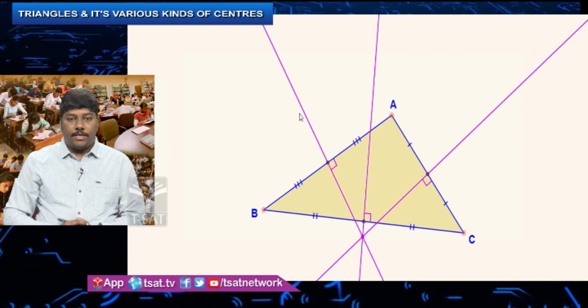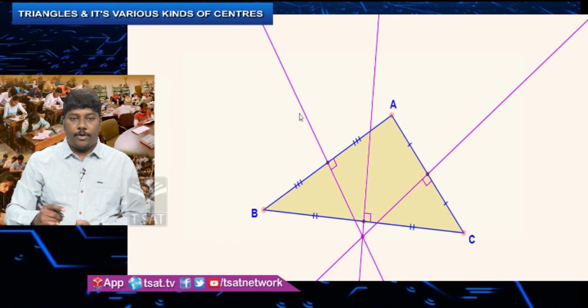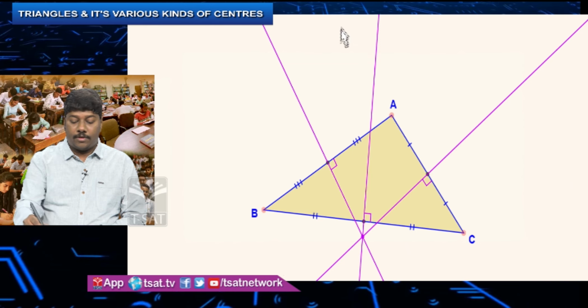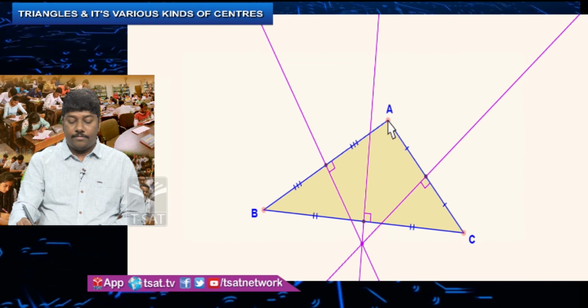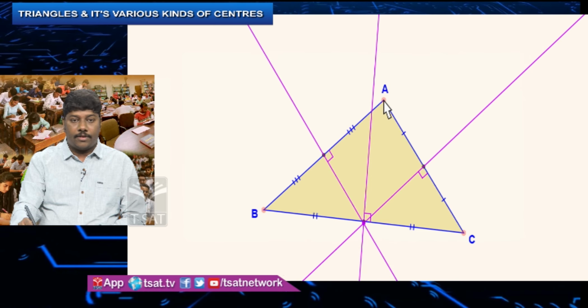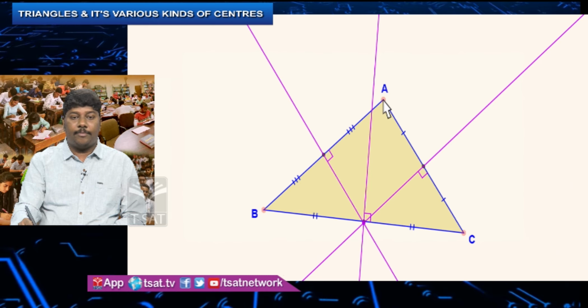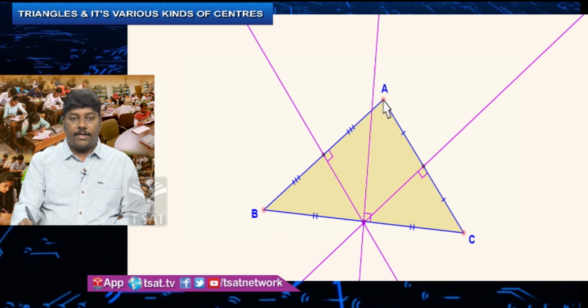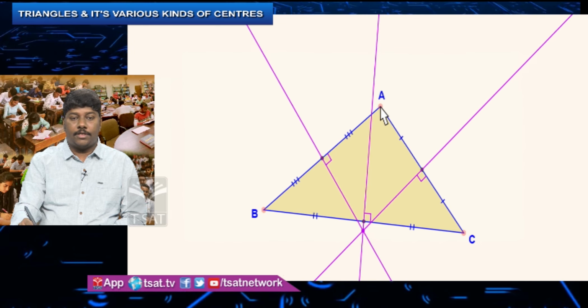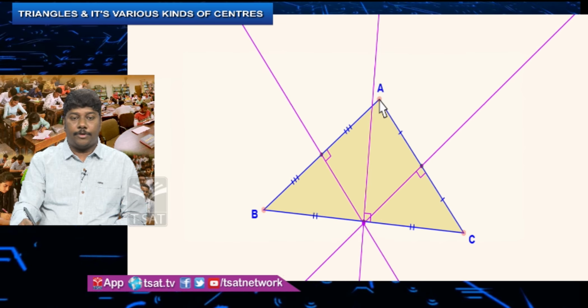Now we look at the circumcenter. The circumcenter is the intersection point of the perpendicular bisectors. For an acute angle triangle, it stays inside, as you see. For a right angle triangle, with the right vertex at A, it is exactly the midpoint of the hypotenuse. It is exactly the midpoint of the hypotenuse. For obtuse, outside.